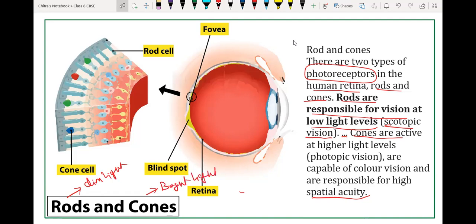Sir, I have a doubt. What is the function of the blind spot, sir? See, here we have the blind spot. Here we have all the nerve cells everywhere in the retina.